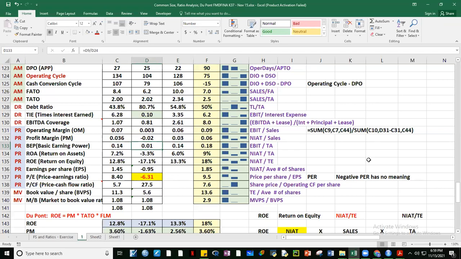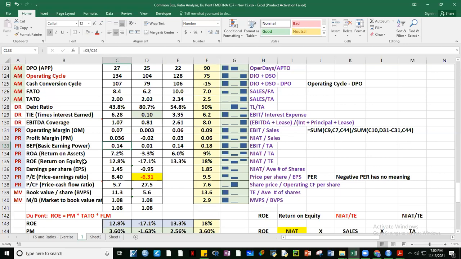1 centavo lang ang nag-generate na operating profit per 1 peso of assets. At least nag-increase siya noong 2021, naging 14 centavos per peso of total assets. Sa bawat piso na asset na ginamit, nakapag-generate tayo ng operating profit ng 14 centavos compared to just 1 centavo noong 2020.